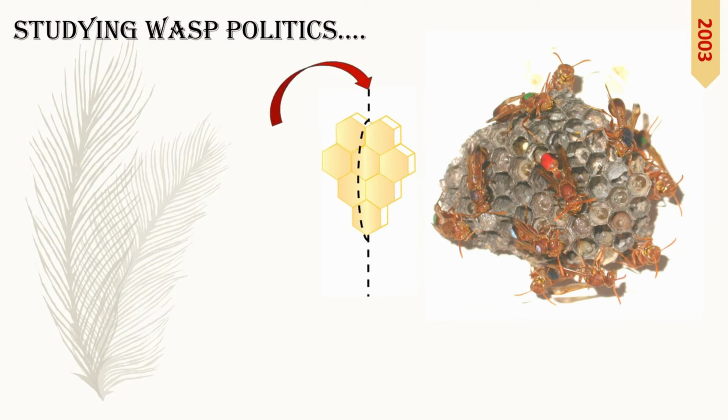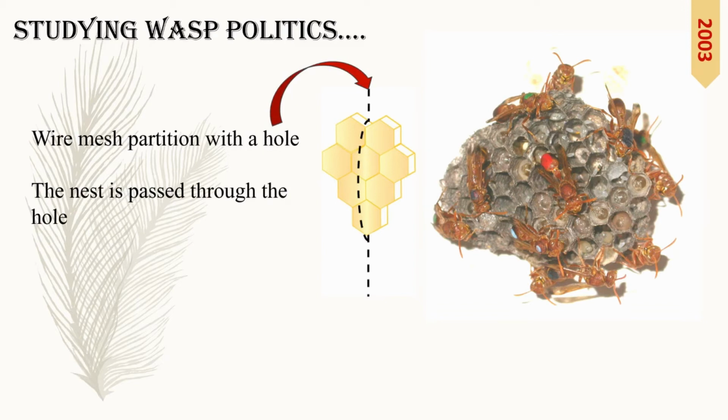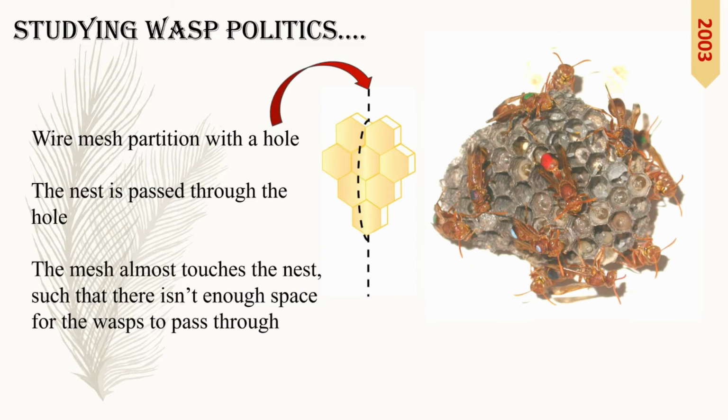Now, this is the wire mesh with the hole, and the nest is passing through it. And the nest is in such a way that the mesh on both sides almost touches the nest, but does not completely touch, so that the vibration cannot propagate through the mesh. The important thing is there should not be enough gap for the wasps to go through. So the wasps cannot pass across the mesh, but the mesh does not touch the nest surface. So we thought we had done it perfectly.